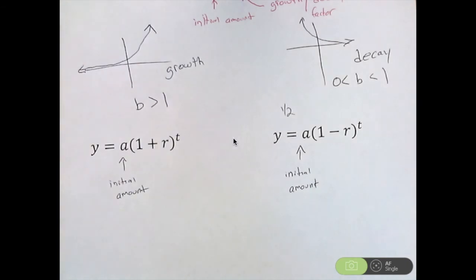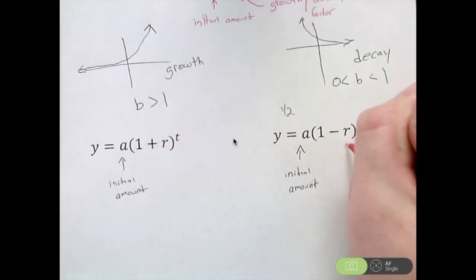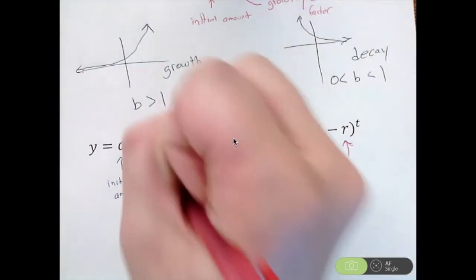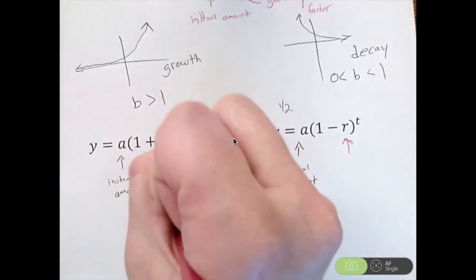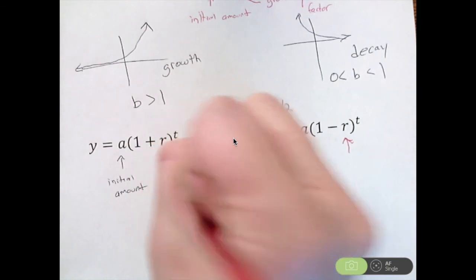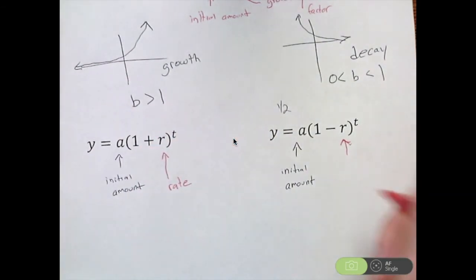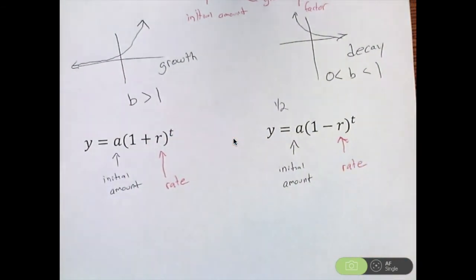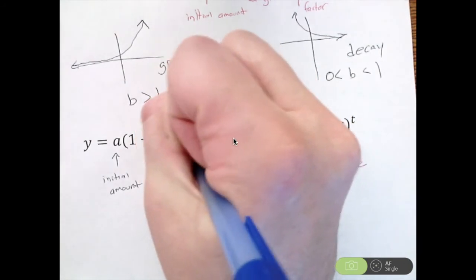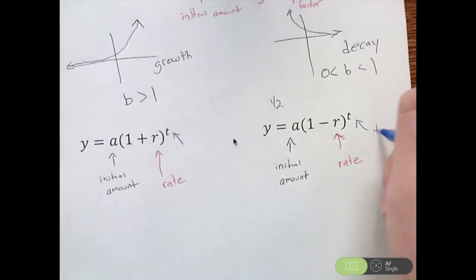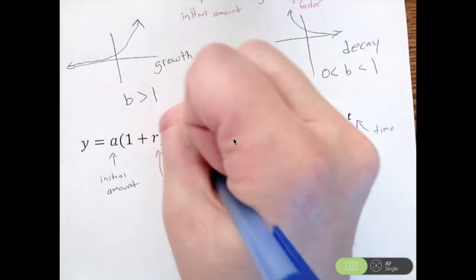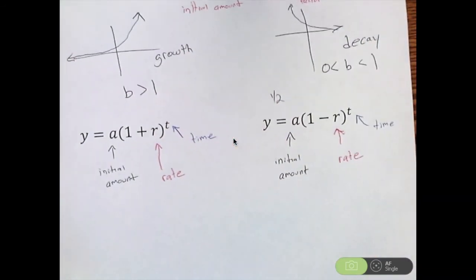The only other differences here is we have these variables r and t, which don't really change things a whole lot. R is going to be your rate, so your rate of growth or decay. So R is our growth or decay rate, and typically that's some sort of percentage. The other new piece is T, which most people can remember from other problems in math, that T is going to represent time. How long are we going to grow or decay?